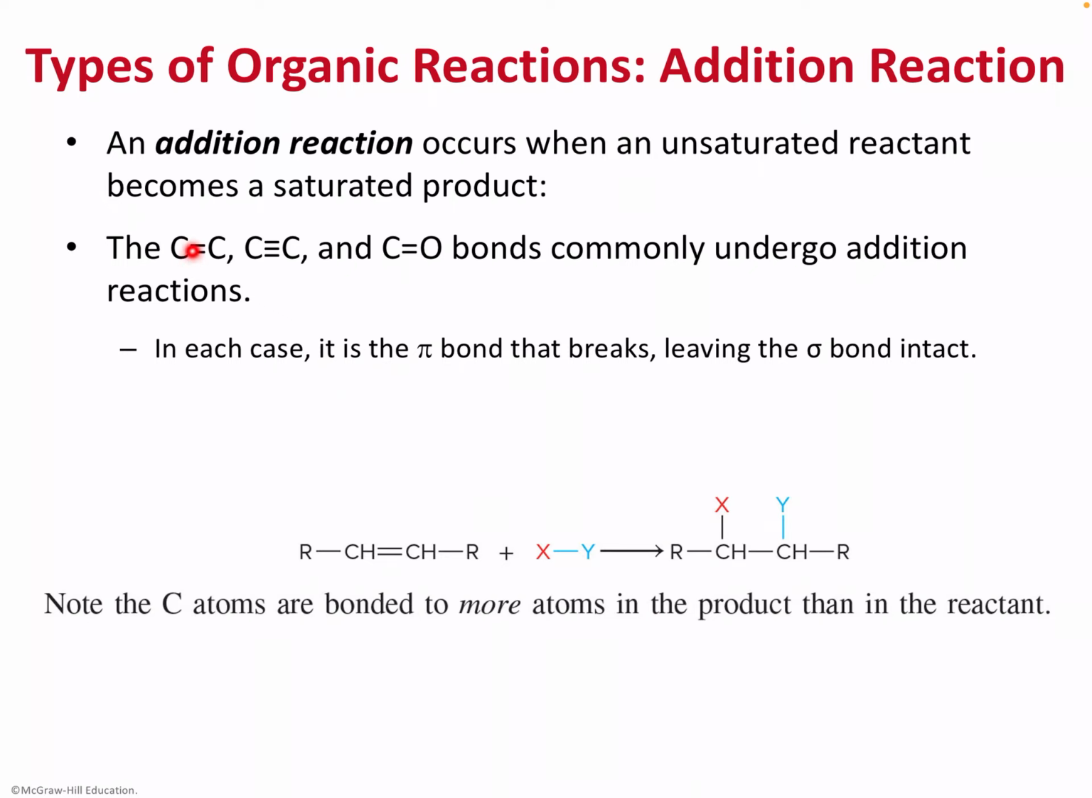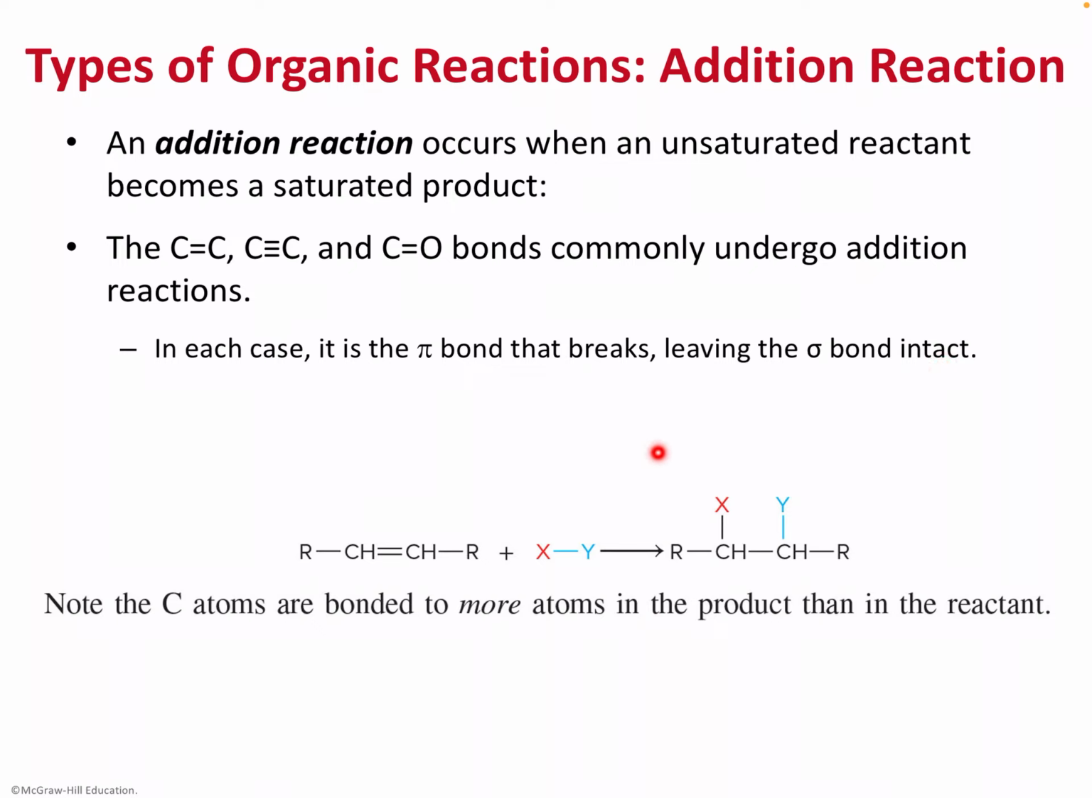So when you have a double bond, there is always a sigma bond, and then you have 1 pi bond in this case. And in a triple bond, there is 1 sigma bond and 2 pi bonds. Here also 1 sigma bond and 1 pi bond. It's always the pi bond that breaks, leaving the sigma bond intact. The sigma bond is stronger. It cannot be broken easily.